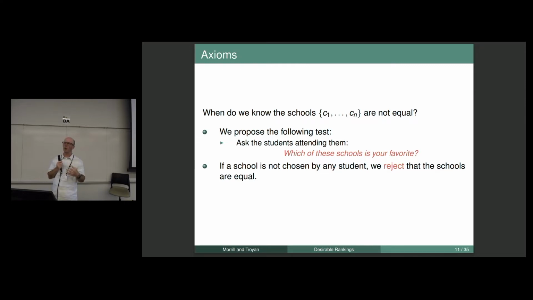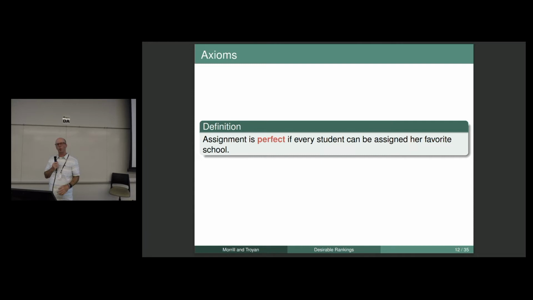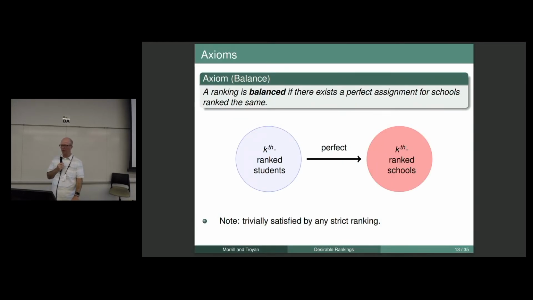Right? I'll just say, in order to say that these schools are truly equal, I'm going to impose a balance condition. So we'll say an assignment is perfect if every student can be assigned her favorite school. And so our balance axiom is that if we restrict attention to an indifference class, so just schools that are ranked exactly the same, there should be a perfect assignment amongst the students who are at these schools. Notice that what we want really is a strict ranking, and this is trivially satisfied in any strict ranking.